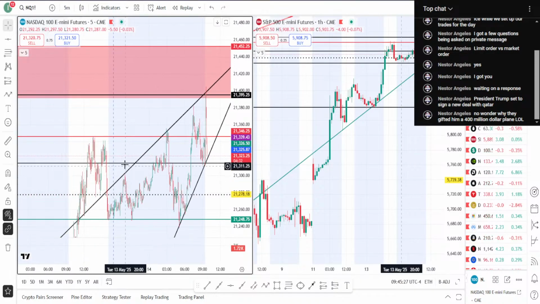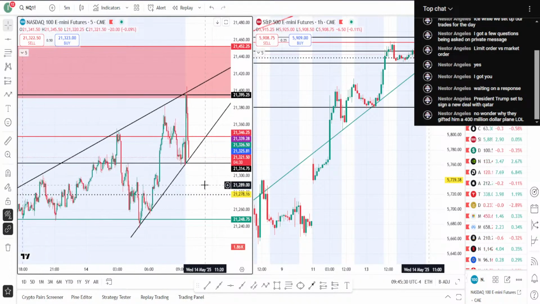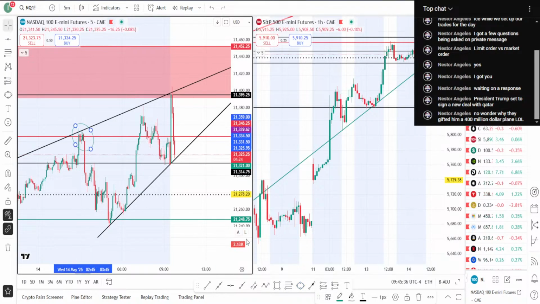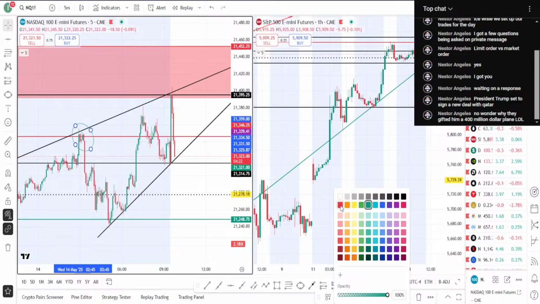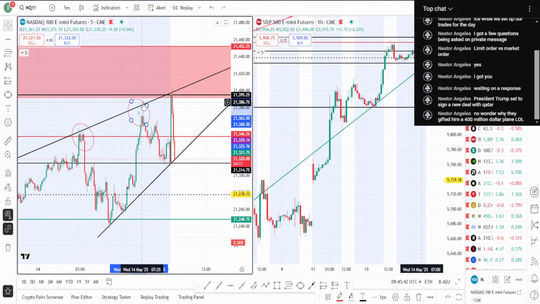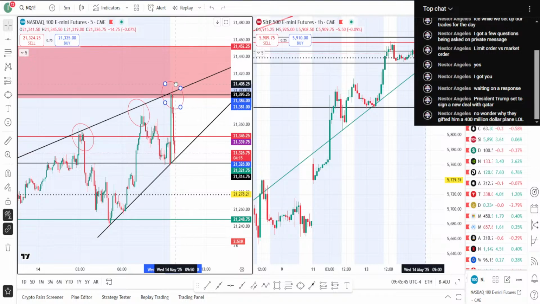Okay, we're in the range. And this is the high of the range. This is where you look to short. You look to short at the high of the range.